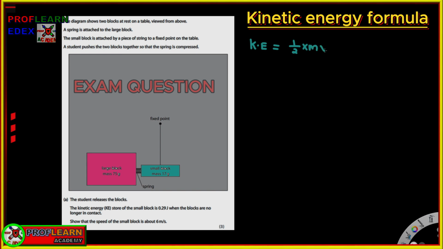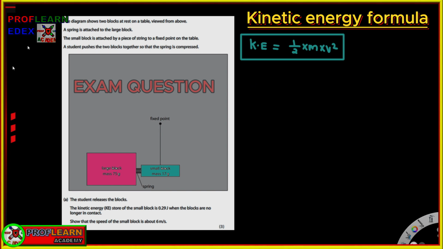In order to work out this question, something that we need to remember is that we are using the concept of kinetic energy. We are going to start by saying that kinetic energy is equal to a half times mass times velocity squared. That is the formula for kinetic energy. So with this formula, what are we going to do? We already know what the mass is.